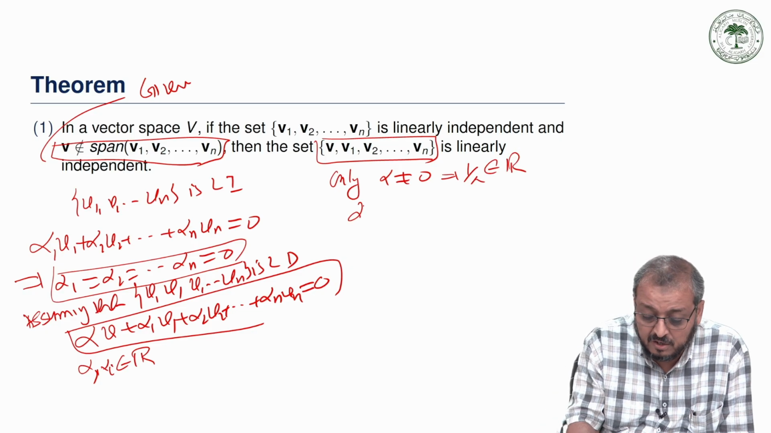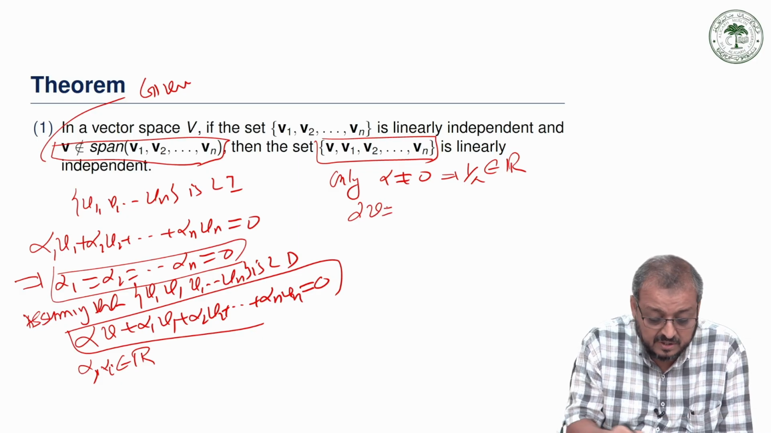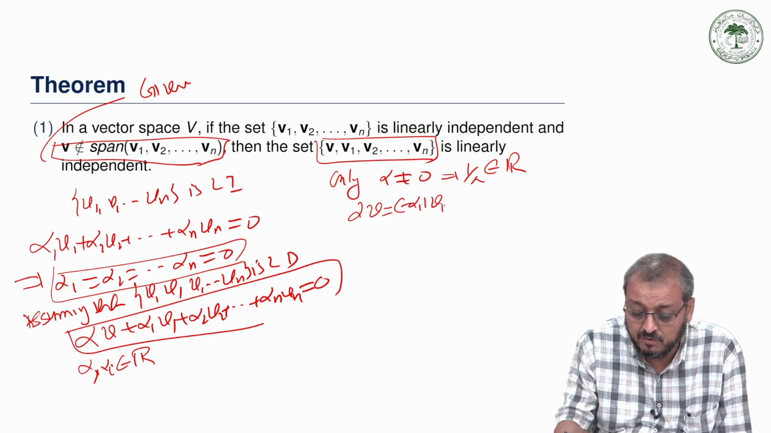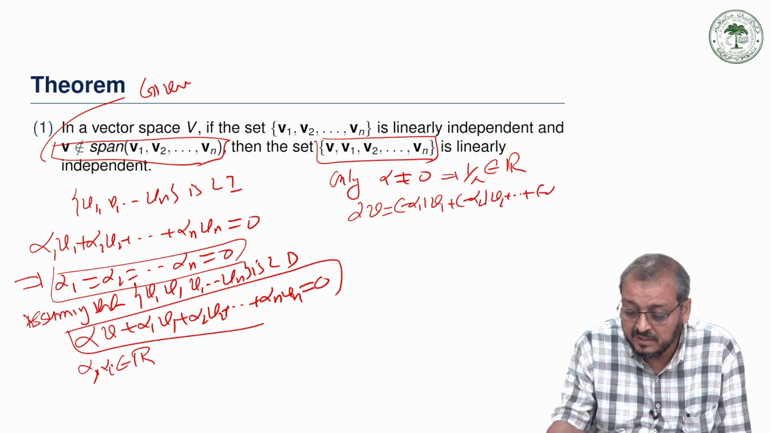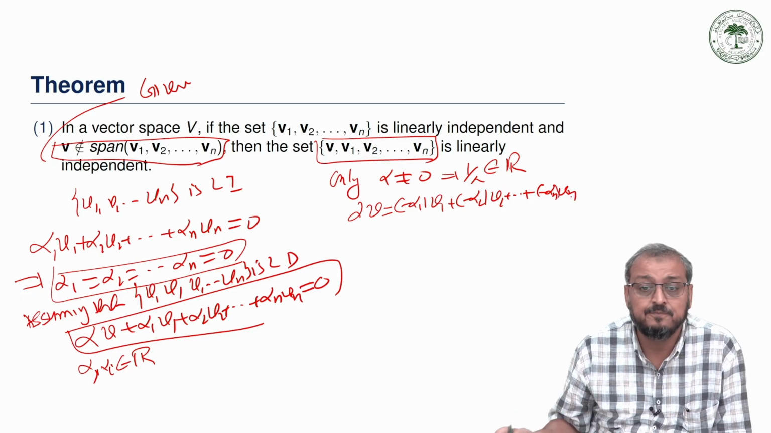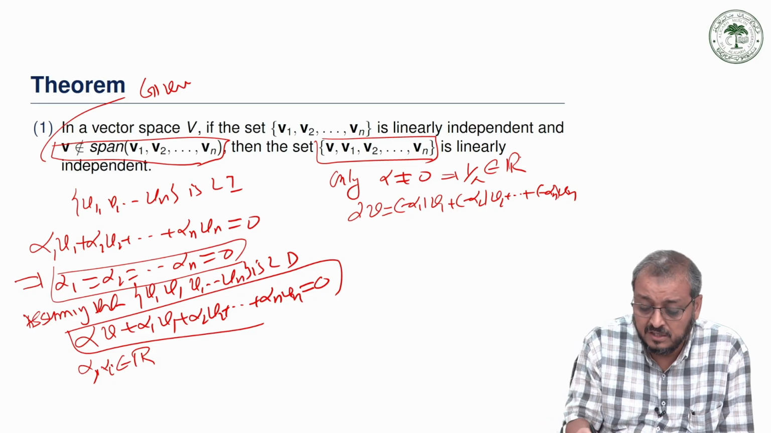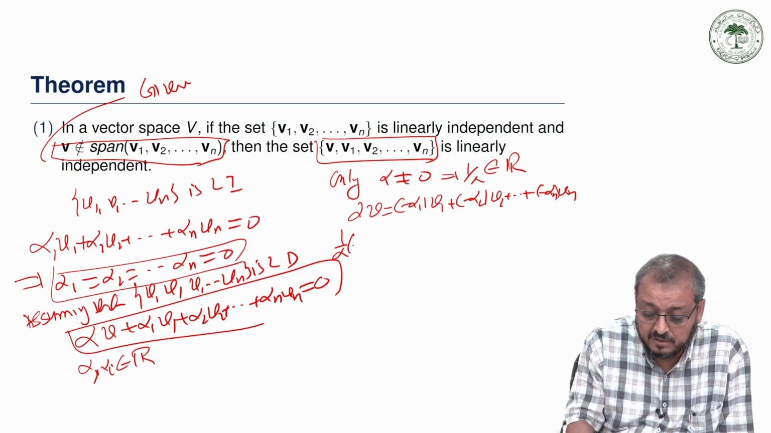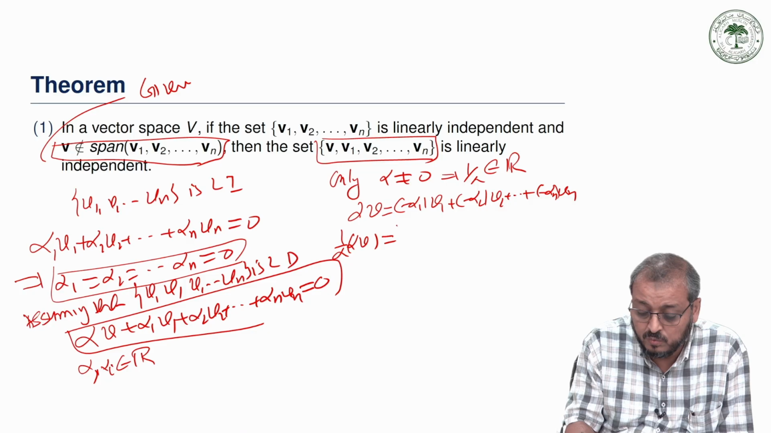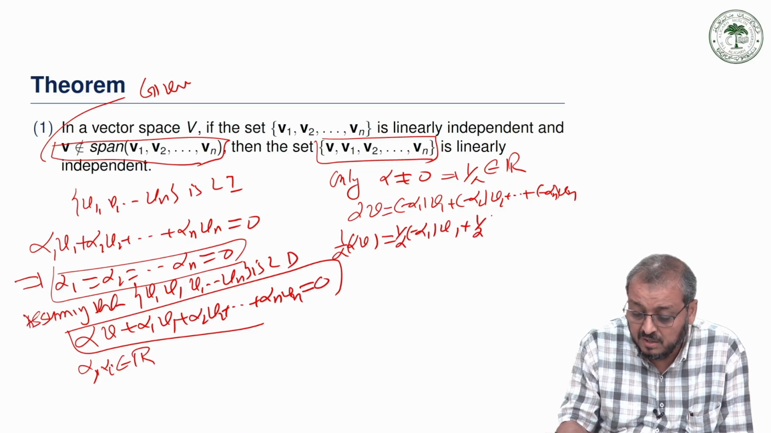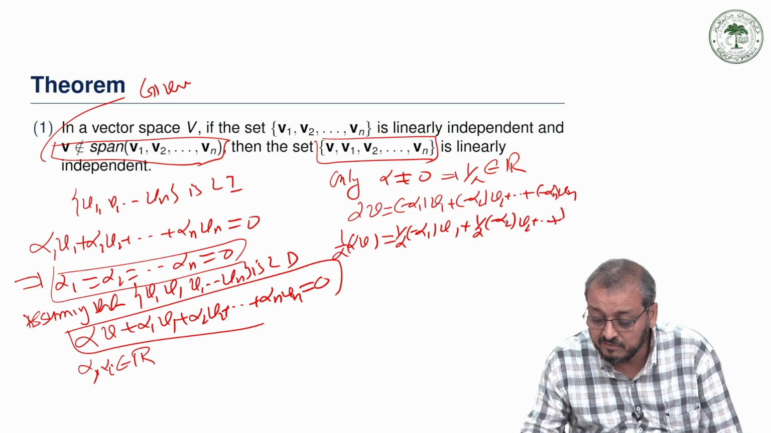So alpha V can be written as minus alpha 1 V1 plus minus alpha 2 V2 and so on, minus alpha n Vn. Now alpha is not equal to 0, so 1 upon alpha is also a scalar. So we multiply both sides by 1 upon alpha. We have alpha V equal to 1 upon alpha times minus alpha 1 V1 plus 1 upon alpha times minus alpha 2 V2 plus so on, and in the end 1 upon alpha times minus alpha n Vn.